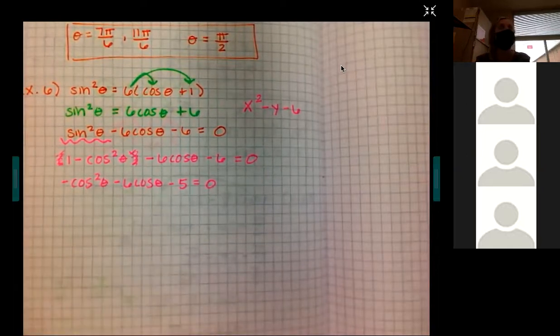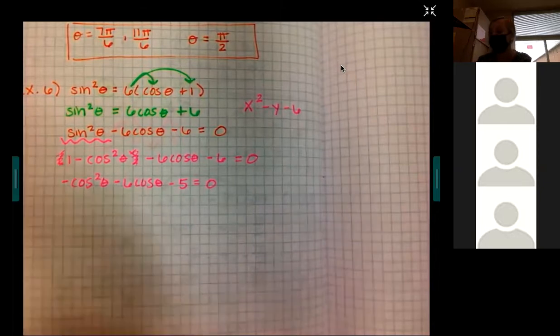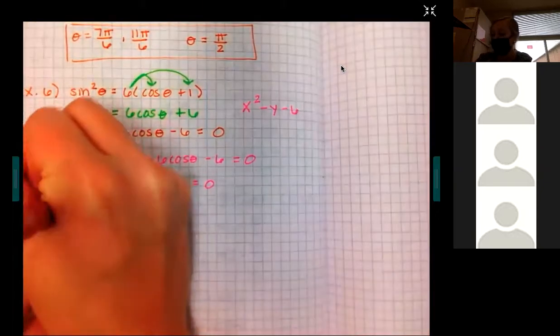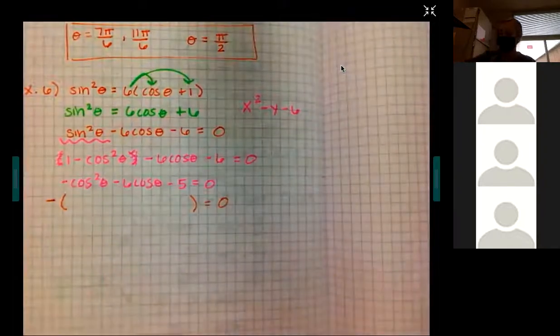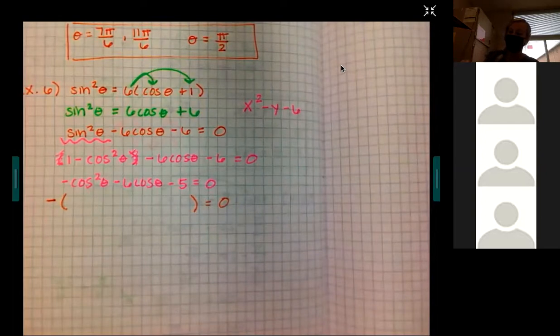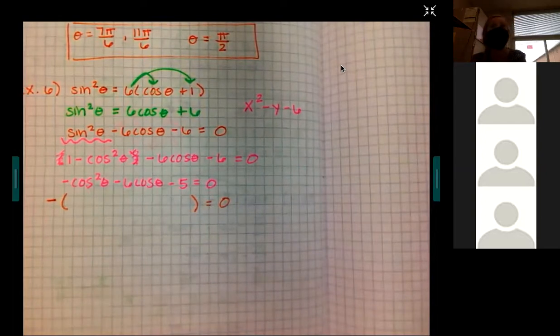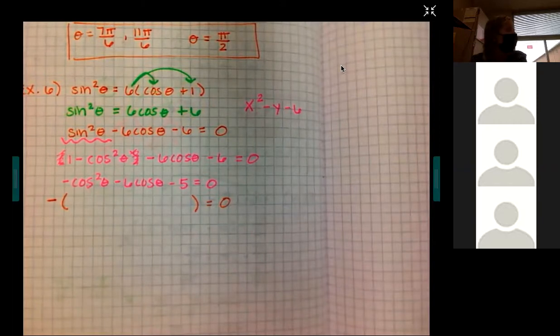Then this is the next part that y'all always forget, and it makes me very sad. Right, you cannot factor with a negative. You should have learned that in Math 1.